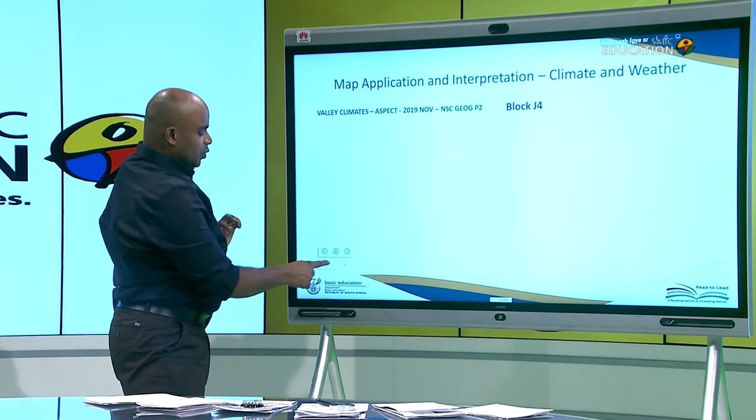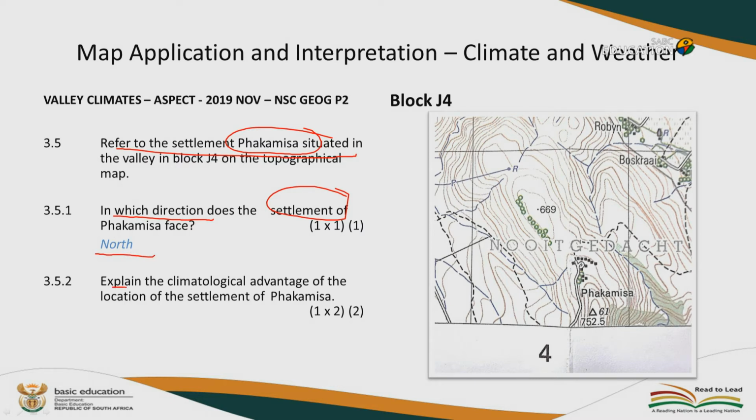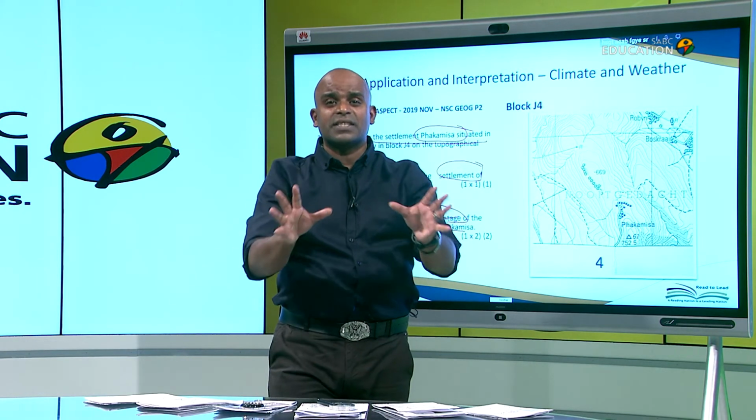The next one that we look at is again valley climates, and working through this, notice the way the question is phrased. Again on Phakamisa, in which direction does the settlement of Phakamisa face? And again, it's a north-facing slope. For this one, explain the climatological advantage of the location of the settlement of Pakamisa, and in this example, the direct insolation on the slope. Again, a similar type of question with the same application, but the phrasing is different.